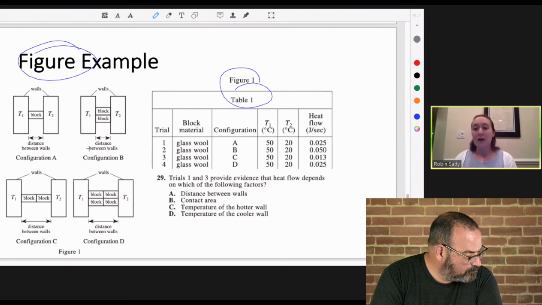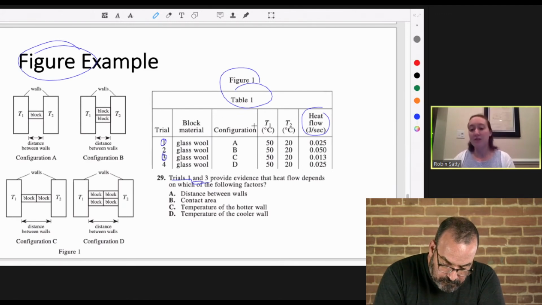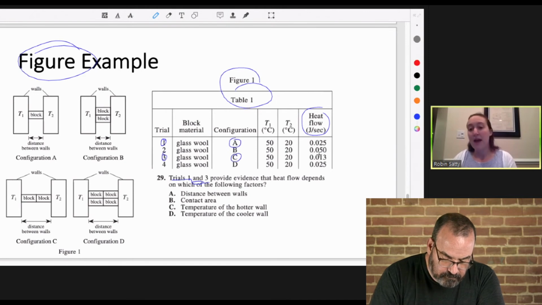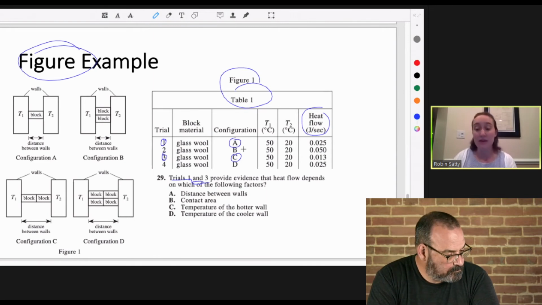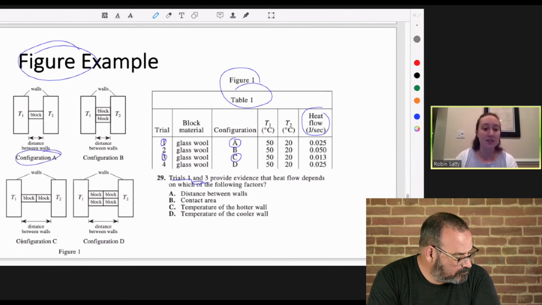of the question. So in this question, it says trials 1 and 3 provide evidence that heat flow depends on which of the following factors. So if you look at trials 1 and 3, everything here, remember our last column tends to be our output. So we're looking at heat flow depending on a bunch of different possible inputs. You'll notice here that all of the inputs are the same for trials 1 and 3 except configuration A and C. And the output is different, which means that the difference in configuration has some impact. Doesn't matter what the impact is here. All we need to know is how they're different. We look at configuration A, configuration C.